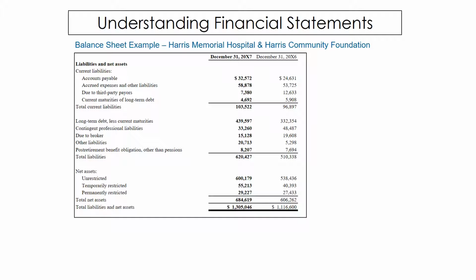We owe third-party payers $7,300, close to $7,400. And then we have current maturities of long-term debt of $4,000, or $4,600. What you can think of in terms of the current maturities of long-term debt is the amount that we owe in the next 12 months for long-term debt that we've taken out. So it can be a loan that's a 5-year loan, and it's just the piece of the loan. It's just the amount that we owe in the next 12 months. So that makes a total current liabilities of $103,522.